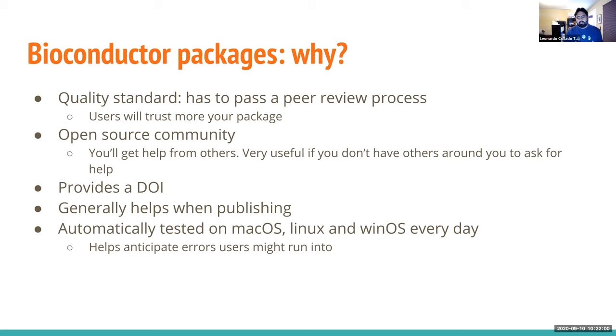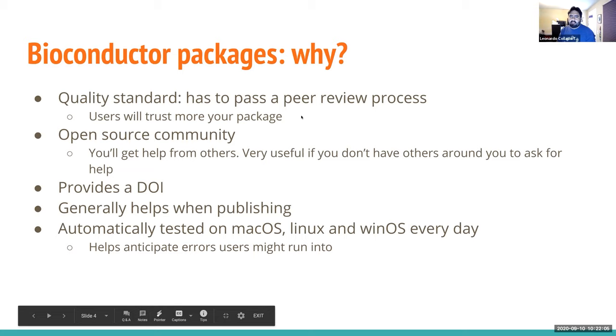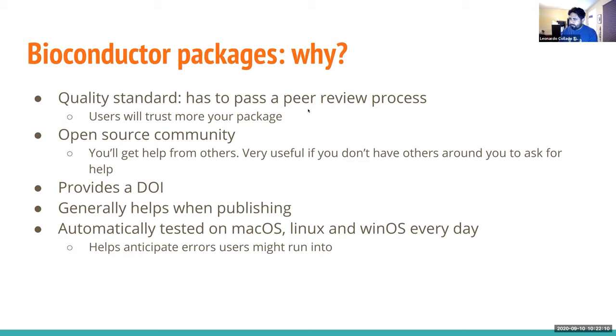So CRAN also has a quality check process. It's not as much a peer review, but more a basic quality check. In the Bioconductor peer review process, they actually check whether there's already another package that is very similar to the one you're proposing, for example. At CRAN, they won't necessarily do that. CRAN runs tests on your package at the moment that you submit it. They don't have the resources to test your package every single day. So that's one big difference there.